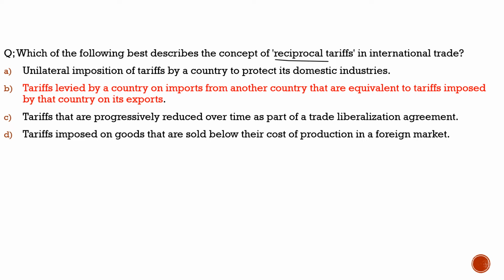So here, let's get the basic understanding of what these reciprocal tariffs are. That we will understand here. And the context is that the USA is going for the reciprocal tariffs on India, and it has been done by the USA. That's why it is in the news. So with this, I hope you had understood it.